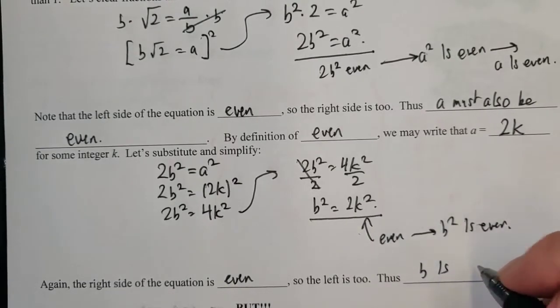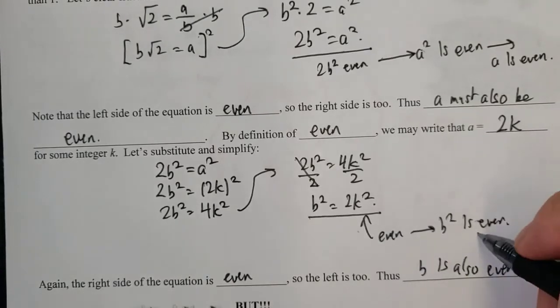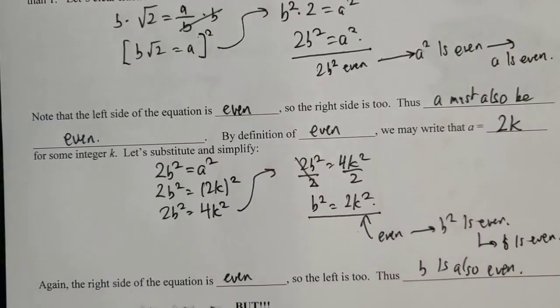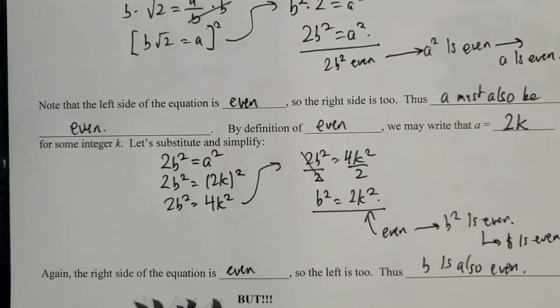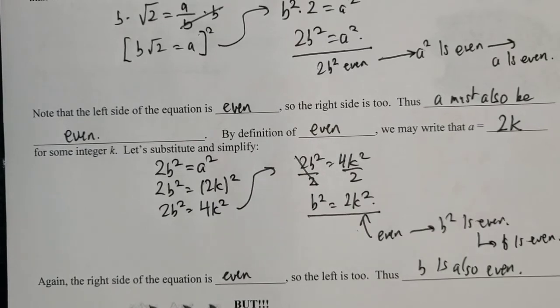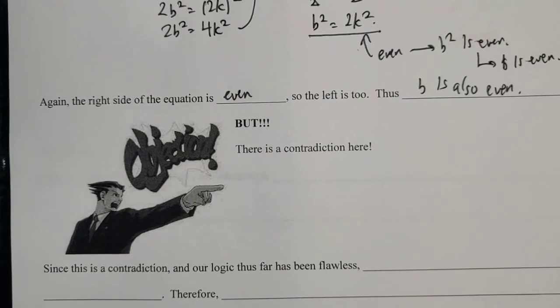Thus, b is also even. So notice how in this situation we know b is even. But this is where the dramatic thing happens. This is the plot twist. This is where, if this were a video game, a major cutscene would show up here, all nicely hand-drawn and cinematic. There's indeed a contradiction here. Something has gone horribly wrong.